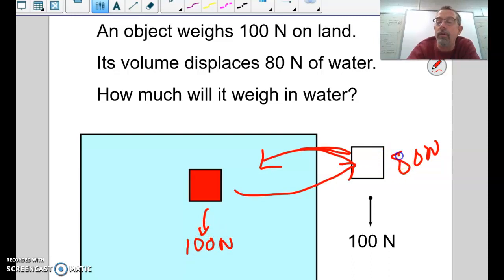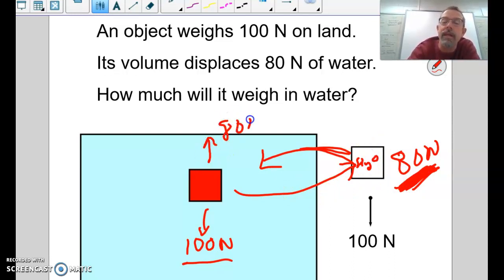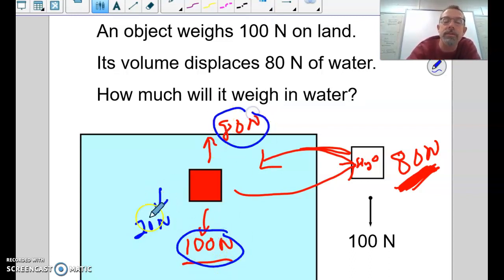But now, the weight is still 100 newtons. If it is shoving 80 newtons of water, call it H2O, out of the way, then the buoyant force upward is 80 newtons. And as a result, this object will appear to weigh 20 newtons in water, because the difference between the weight and the buoyant force equals the weight of this object in water.